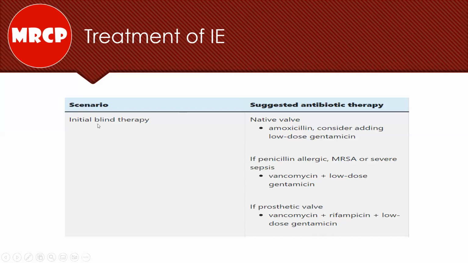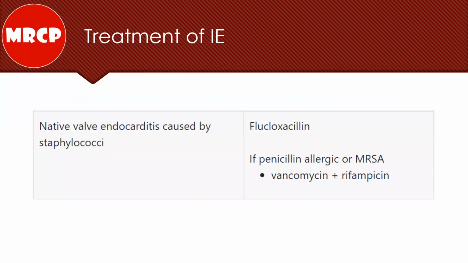This is very important here, Dr. Anwar. If you have an initial blind therapy, and the infective endocarditis is affecting a native valve, use amoxicillin with low dose gentamicin. If the patient is penicillin allergic, or MRSA is suspected, or the patient has severe sepsis, you use vancomycin instead of amoxicillin, and you keep low dose gentamicin. If the patient has a prosthetic valve, you should start from the beginning with vancomycin, rifampicin, and low dose gentamicin.